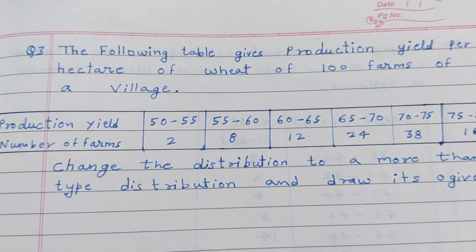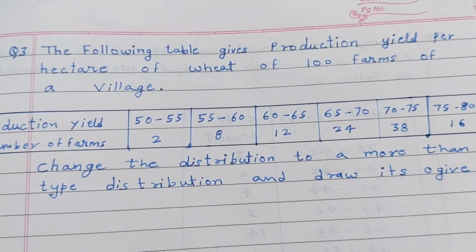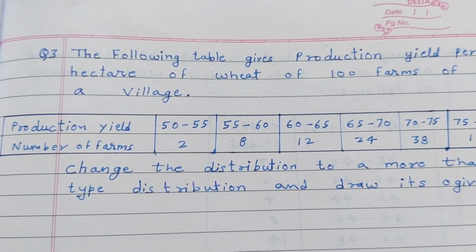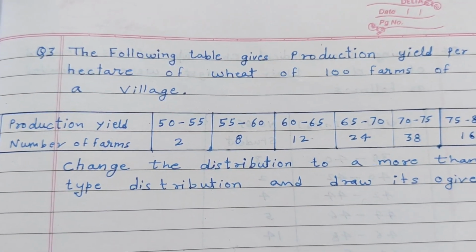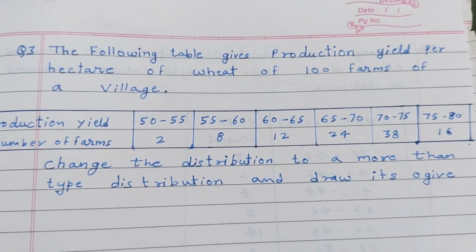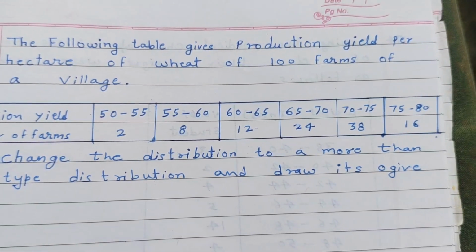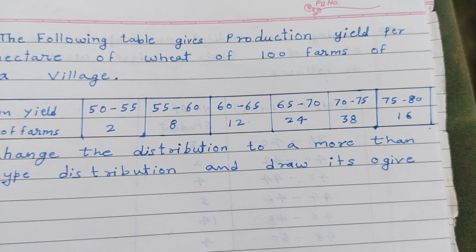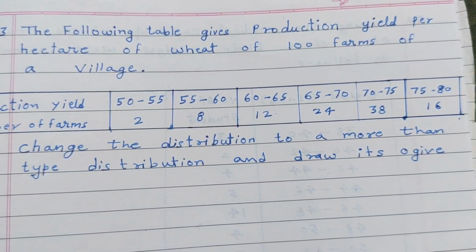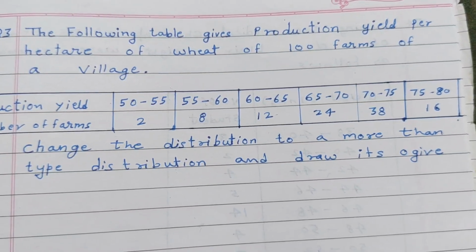Question number 3. The following table gives the production yield per hectare of wheat of 100 farms of a village. Production yield 50 to 55, number of farms 2. 55 to 60, 8. 60 to 65, 12. 65 to 70, 24. 70 to 75, 38, and 75 to 80, 16. Change the distribution to a more than type distribution and draw its ogive.